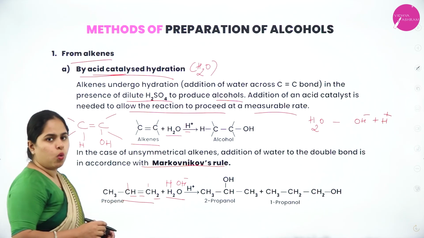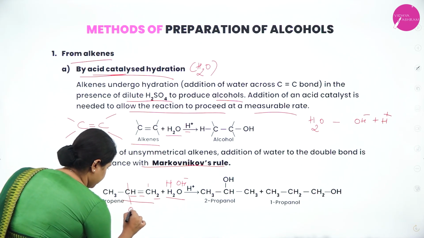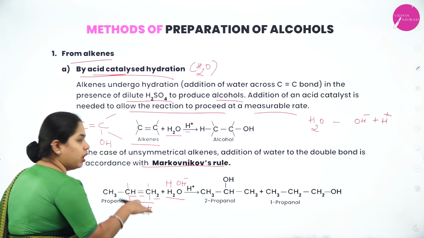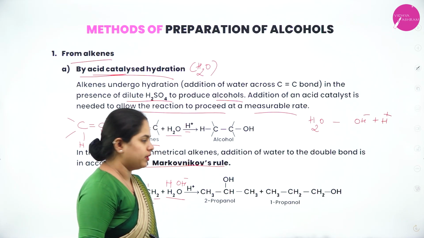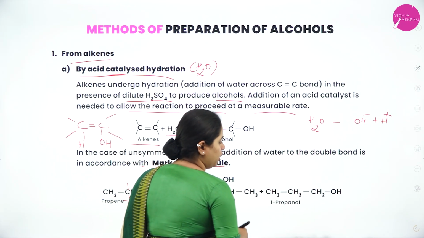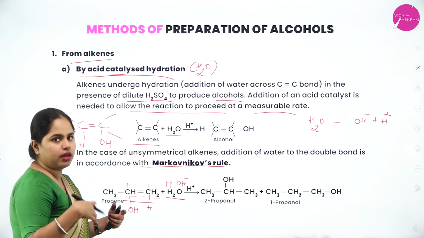This one, right? So the OH will be attached to this carbon atom and hydrogen will be attached to the other carbon atom. So as you can see, propan-2-ol or 2-propanol will be your major product and this will be your minor product. The minor product will be in the opposite way.